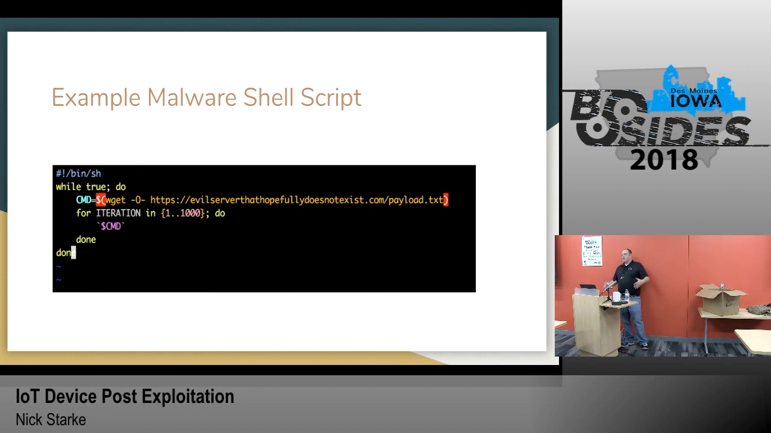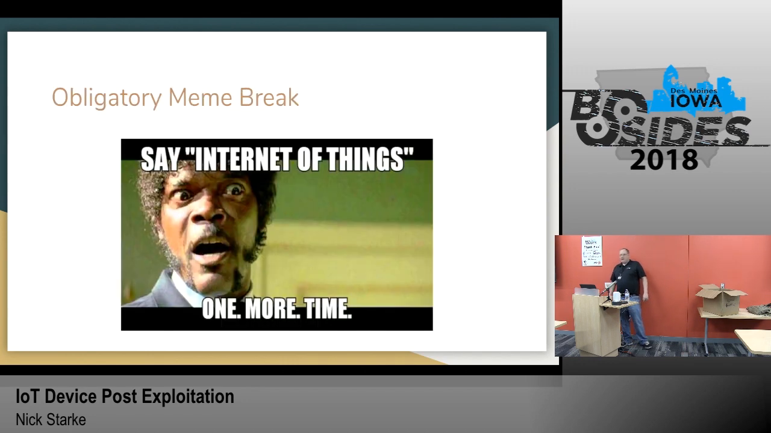And you don't want to create all that back traffic to your C2 server. So when you're done attacking, you change that payload.txt to something like echo 1, so that the shell script, the malware, is not doing anything malicious. Because if your customer's not paying, you don't want to be delivering product for them. Okay, yeah, so this is the meme break.